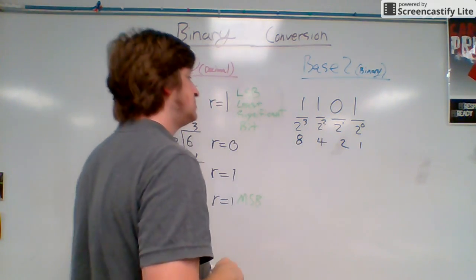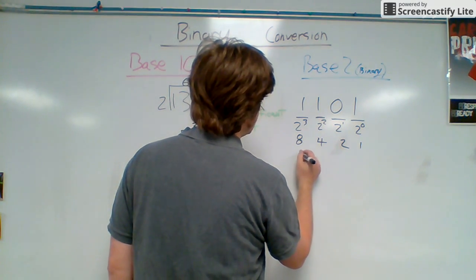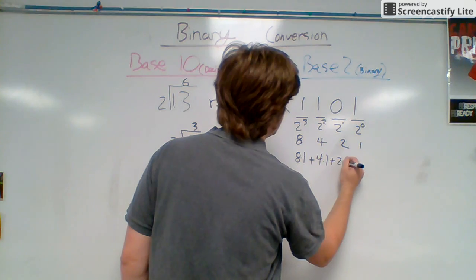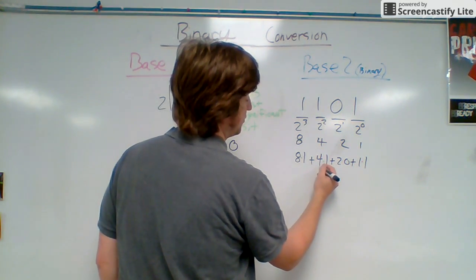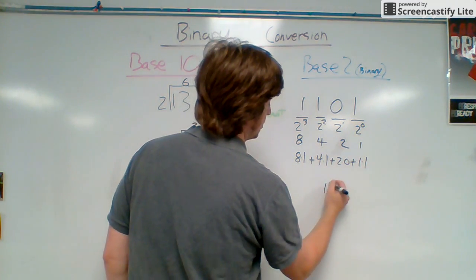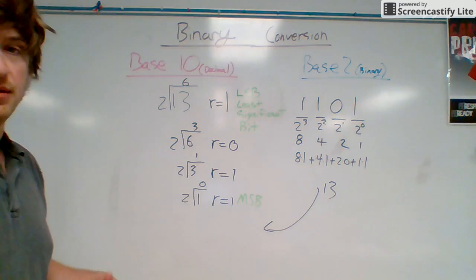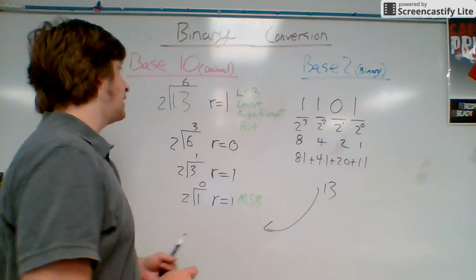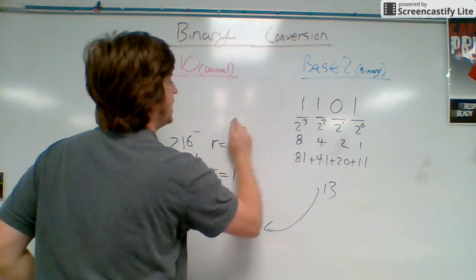That's our 8's place. Now, if we wanted to convert this back into decimal, all we would have to do is take 8 times 1 plus 4 times 1 plus 2 times 0 plus 1 times 1. So we have 8 plus 4 is 12 plus 1 is 13 again. Wrapping back to there. Now, that's the way that PLTW likes you to learn. I think it works pretty well, actually. And it's the more mathematical way to do it.